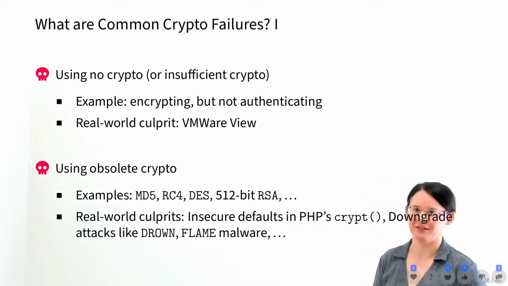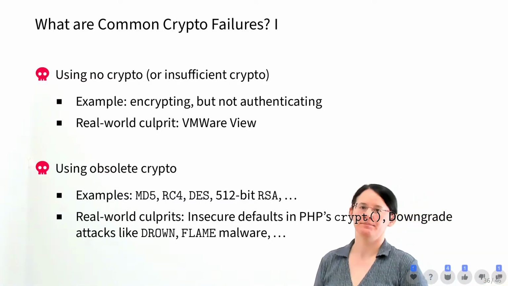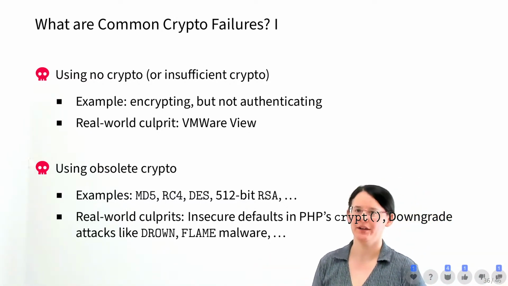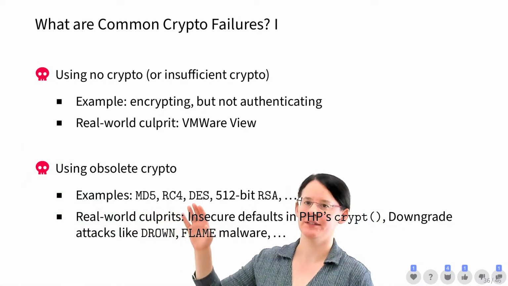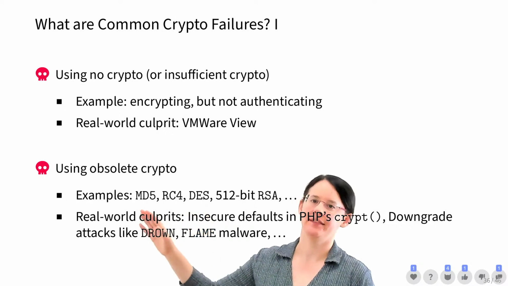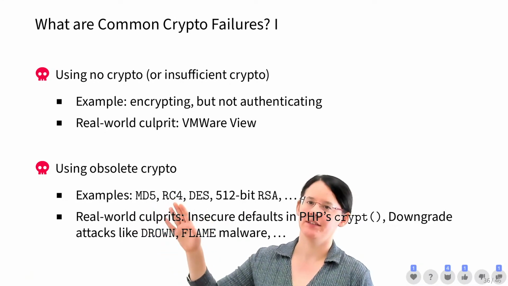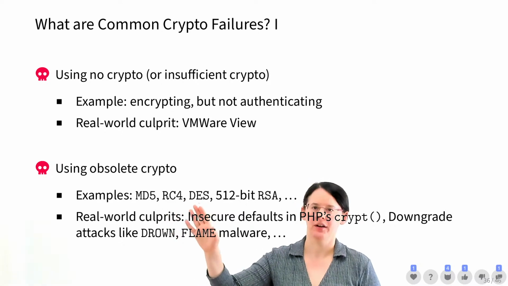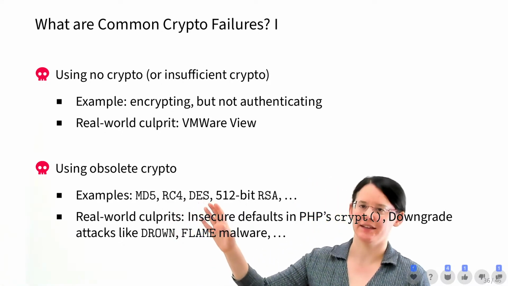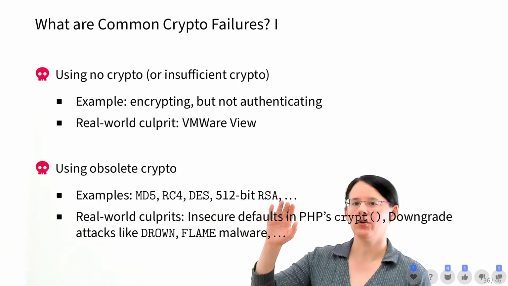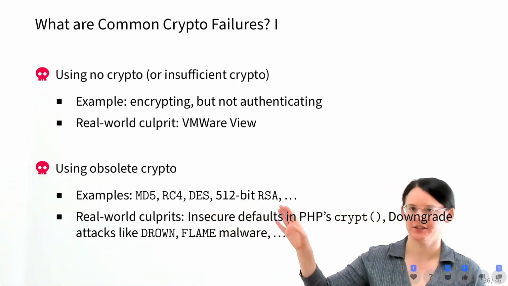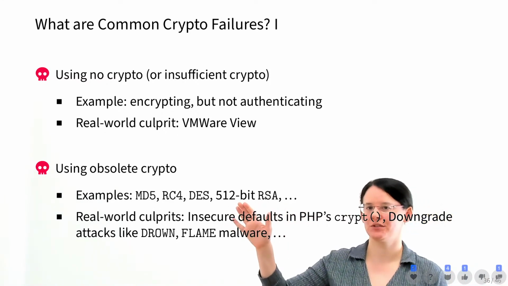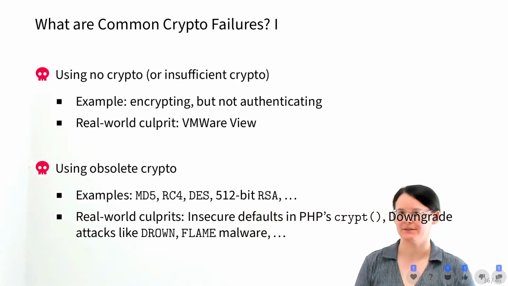the transmitted data. An example for using obsolete crypto is if you use old algorithms that are known now to be insecure, like the insecure MD5 hash, the insecure RC4 stream cipher, the obsolete DES block cipher, or also insufficient key sizes for a generally secure scheme. So RSA is generally fine, but not if you use keys that are only 512 bits large. You should use at least 3000 bits.